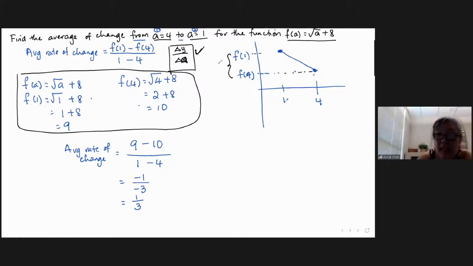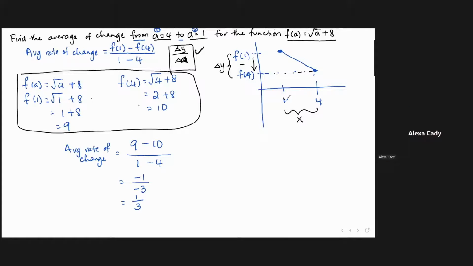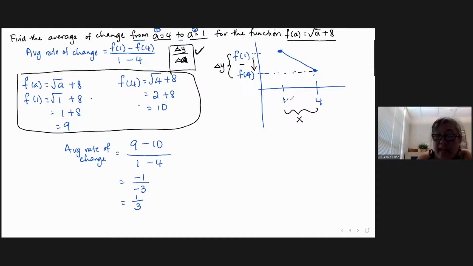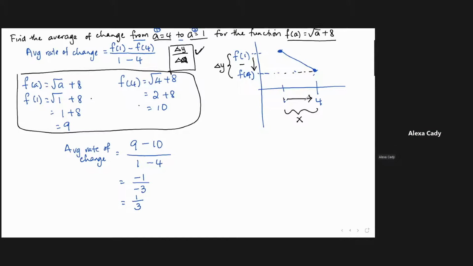So this is the change in y, and this is the change in x. Because I took this point minus this point, I have to do f of 1 here, right? This is f of 1. So because I take f of 1 minus f of 4, for my x change I have to take the unit 1 minus the unit 4. Do you get that?